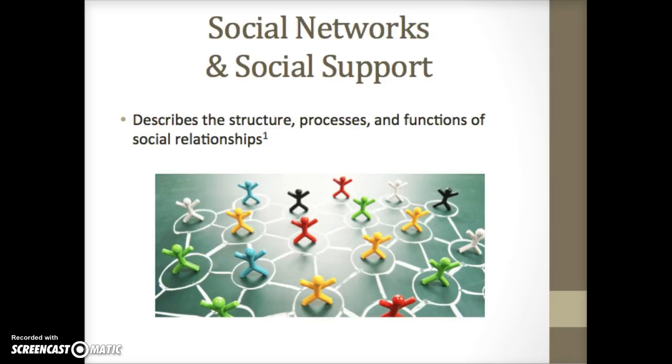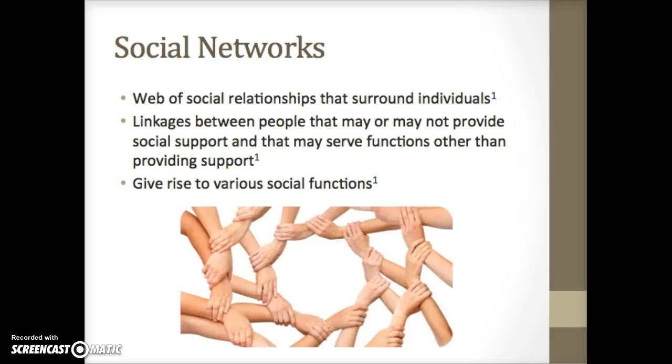Overall, social networks and social support describes the structure, processes, and functions of social relationships. A social network and social support are two separate entities. A social network is a web of social relationships that surround individuals. It is made up of linkages between people that may or may not provide social support that may serve functions other than providing support. These social networks give rise to various social functions.